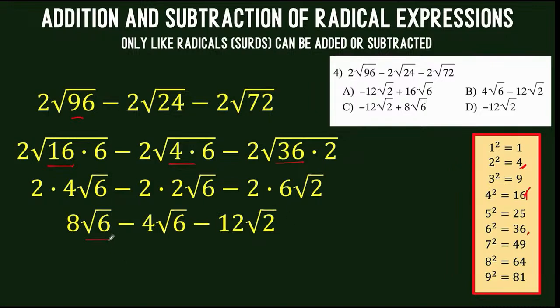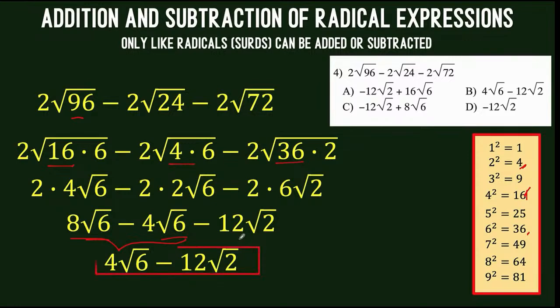Notice that square root of 6 and square root of 6 are like radicals. This square root of 2 is different. So we can only subtract this part here. 8 minus 4 is 4. So you have 4 square root of 6 and copy minus 12 square root of 2. These are different radicals, so this is now our final answer, and that is letter B.